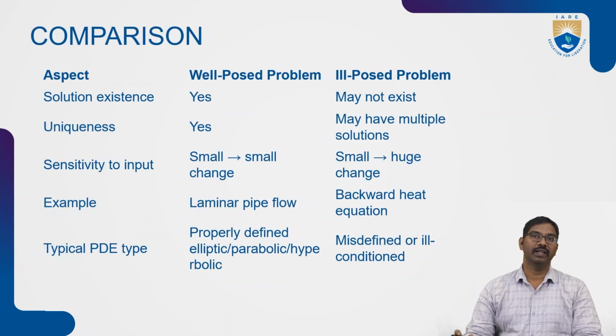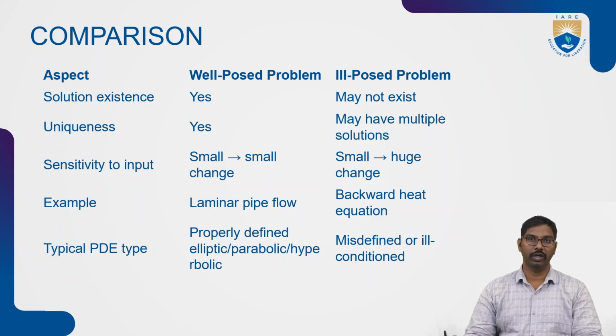So comparing the well-posed and ill-posed problem, we can see some of the aspects of how to differentiate, or how we can understand the difference between the two cases. Solution existence is yes for the well-posed problems, and for ill-posed problems, the solution may not exist. And uniqueness, yes, we have uniqueness in well-posed problems. In ill-posed problems, it depends upon the error which we are going to obtain and the problem setup which we are going to define. It will have multiple solutions.